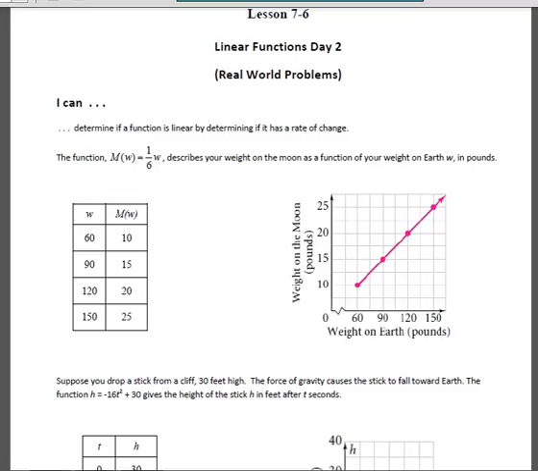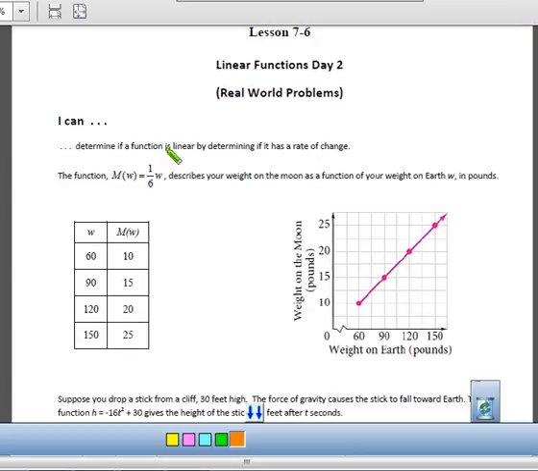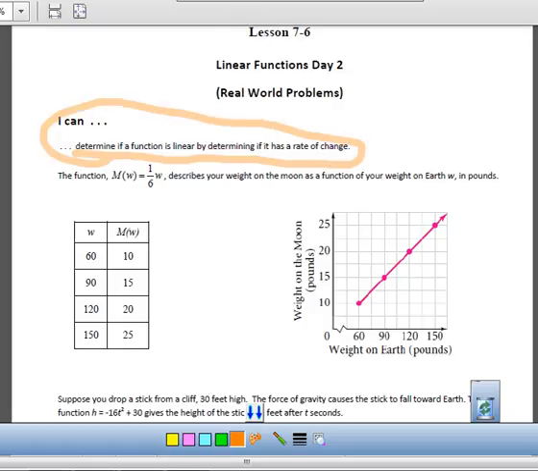This is the second part of linear functions, and this begins on page 31 in your notes packet. So you'll see the same thing in your notes that you see on the screen. And our target for this lesson is I can determine if a function is linear by determining if it has a rate of change.